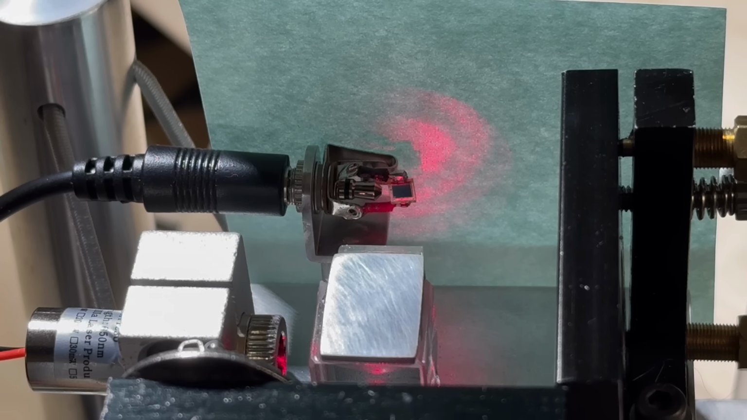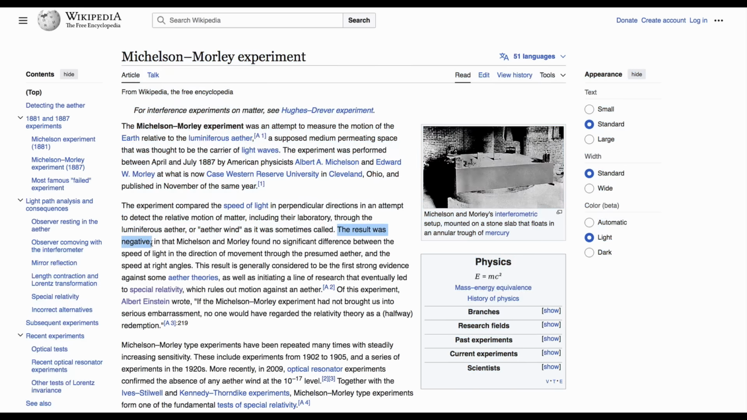This experiment actually failed to find anything, which sounds boring, but it's actually what makes it super interesting and probably the reason it won a Nobel Prize.